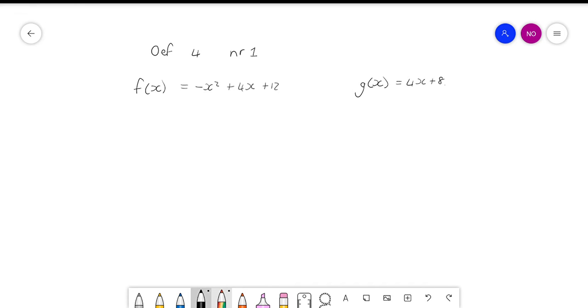So for the parabola, first step we see that it has a negative shape. Second step we see that it has a y-intercept of 0 and 12.